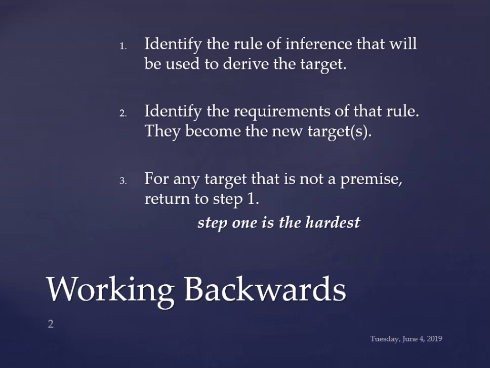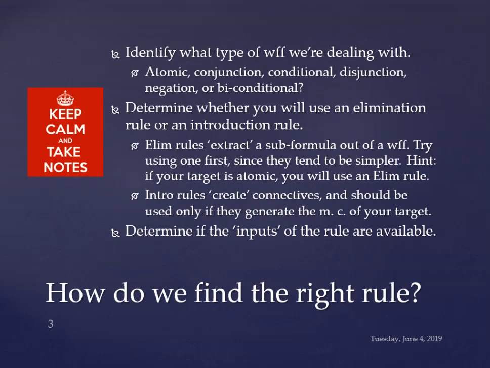Then once you have an idea of what rule you might use, look at the requirements of that rule, and let those become the new targets or sub-targets that you need to get in order to apply that very last rule that you're going to use to get your target. And then for any sub-target that's not a premise, return to step one. In order to determine which rule of inference you'll use, identify what type of well-formed formula you're dealing with. There are different kinds: atomic, conjunction, conditional, disjunction, negation, or biconditional.